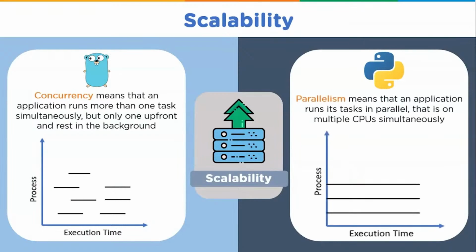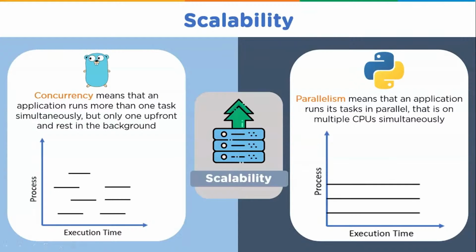On the other hand, Python has a hard time with concurrency, but it can execute parallelism through threads. Let's understand the concept of concurrency and parallelism. Concurrency means that an application runs more than one task simultaneously, but only one upfront and the rest in the background. If the computer possesses one CPU, the application may not progress on multiple tasks simultaneously, but more than one task is processed inside the application. It does not finish one task before it begins the next.